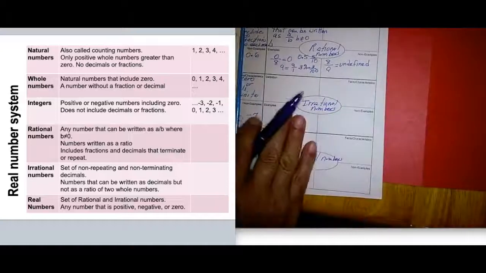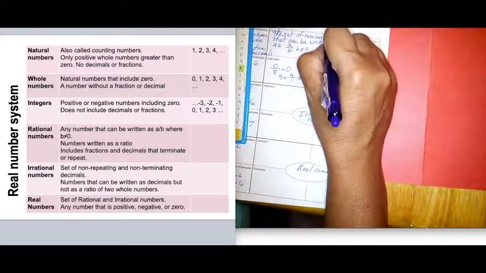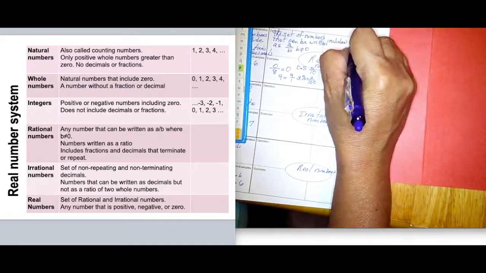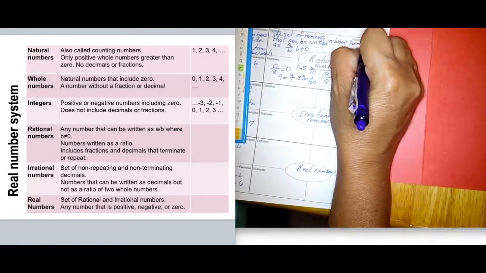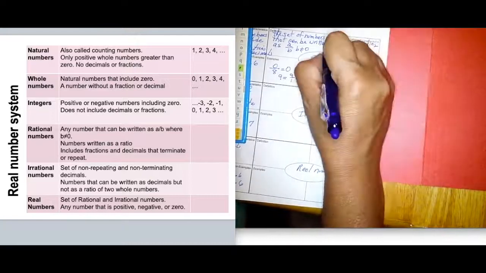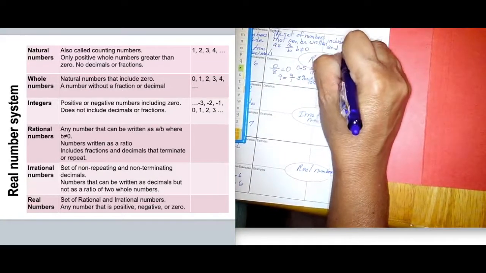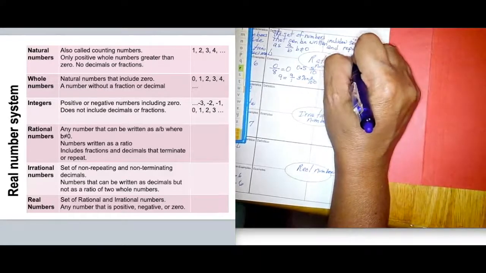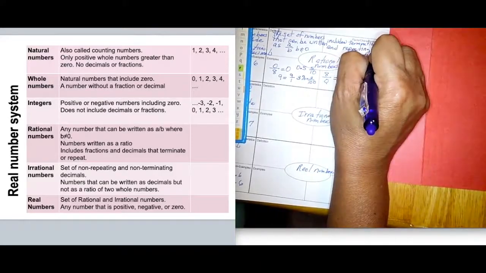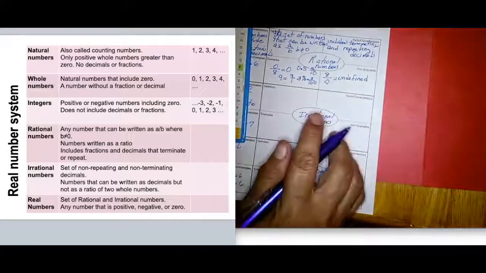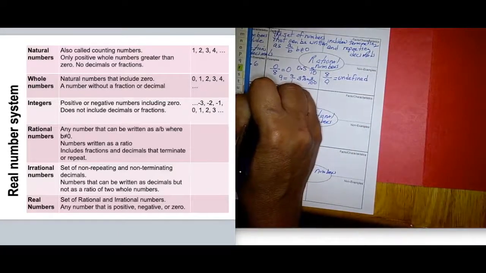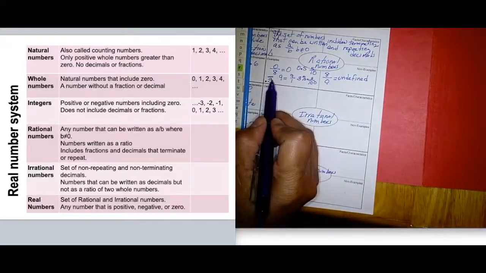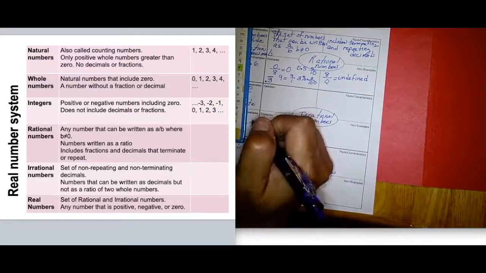So let's write that down as an important fact. Includes terminating and repeating decimals. So let's put a repeating decimal in our example. How about 0.3333, with a bar? Notice the bar across the top.